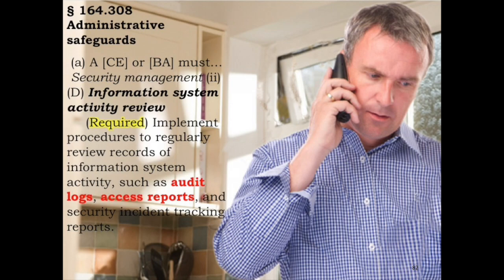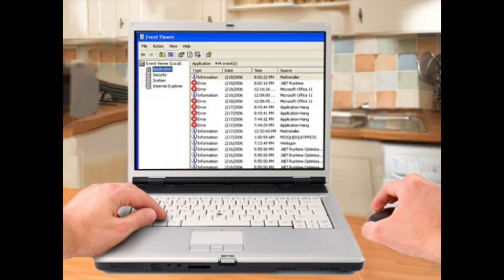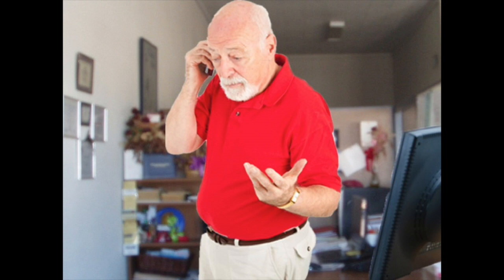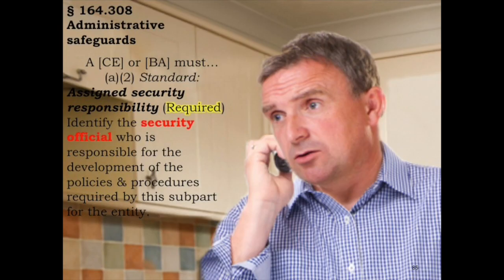What does that mean? Information system activity reviews include audit logs and access reports. You should monitor who is accessing patient files. I think we need Computer Guy's help. You could probably ask Guy to be your security official. Good idea. I'll schedule a meeting with him today.